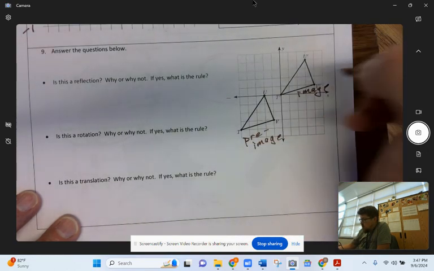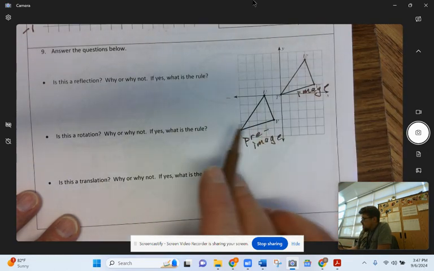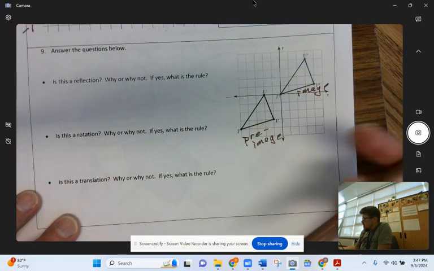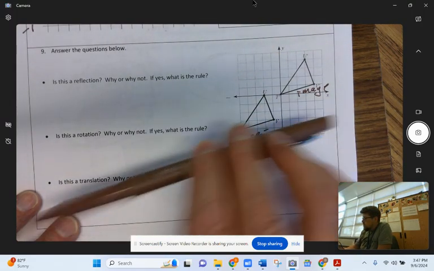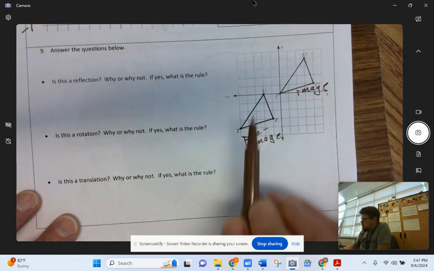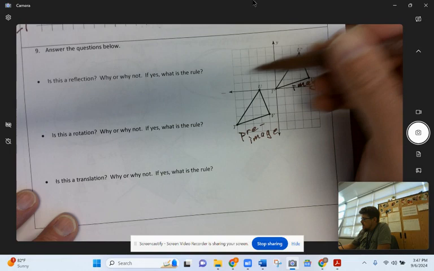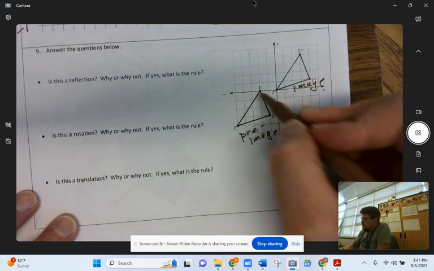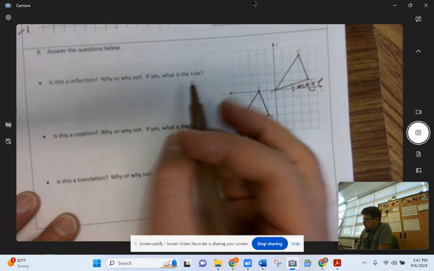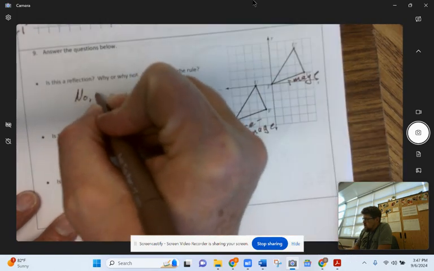Original one, new one. If I reflected this across the y-axis here, if you can imagine it pointing left, it would flip and it would be pointing right, and that is not what it looks like. And if you can imagine it as pointing up, and I flipped it over the x-axis up here, it would be pointing down. So, is this a reflection? Why or why not? No, it is not.